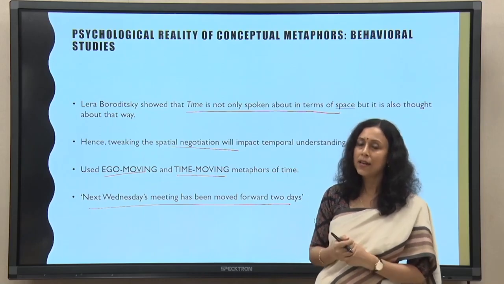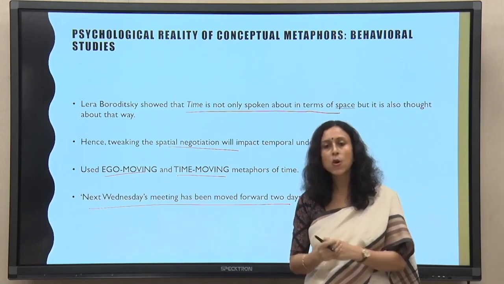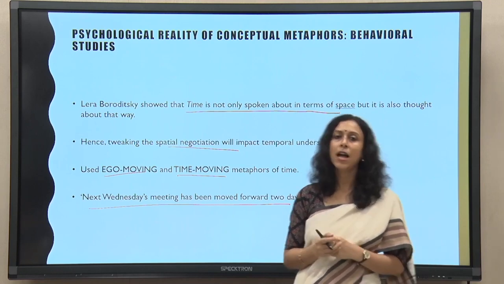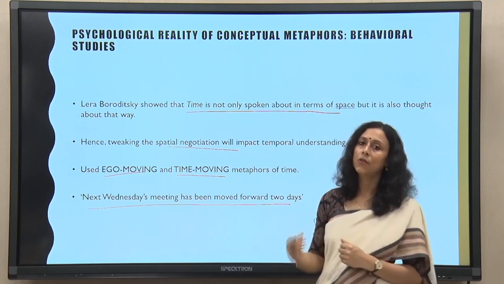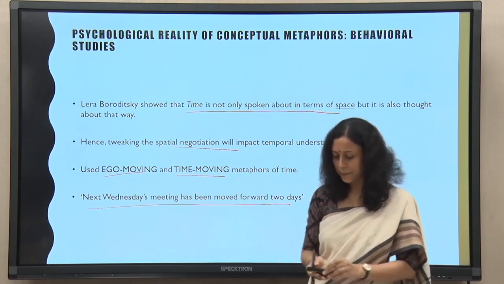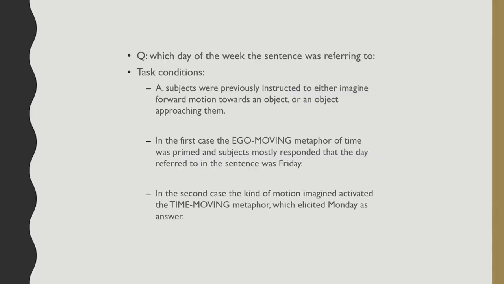If you take the ego moving understanding of time, then you have one reading of this sentence. If you take the time moving understanding of metaphor, then you have another reading. How? We will see. This was the sentence that was given to them, and the question that was posed to them was which day of the week the sentence was referring to. So, now that the meeting that was supposed to be on Wednesday has moved ahead 2 days, when is the meeting now? Is it on Friday or is it on Monday, that is the Monday preceding the Wednesday? These are the two options that the people would give.